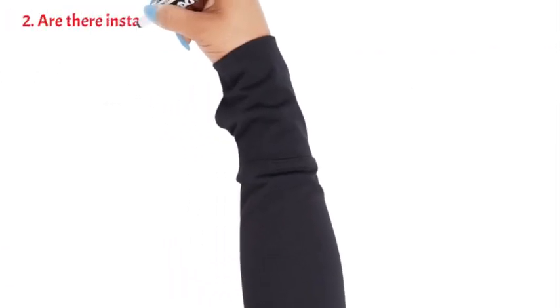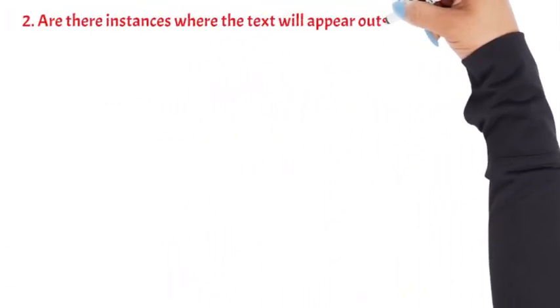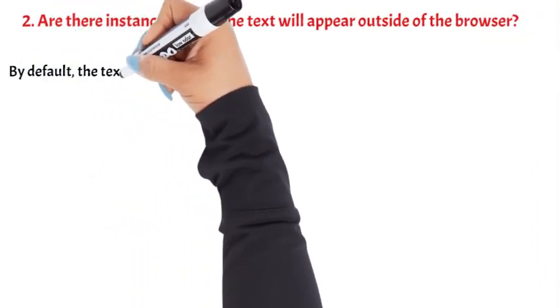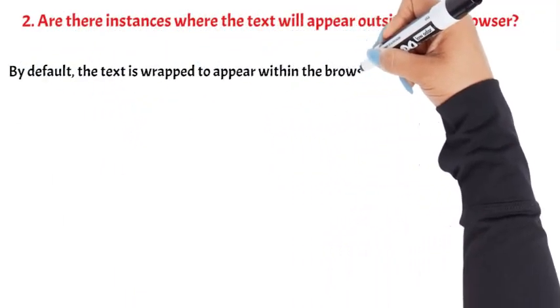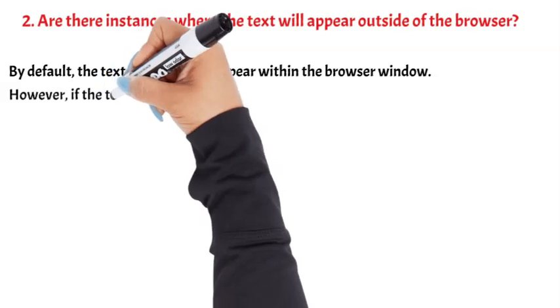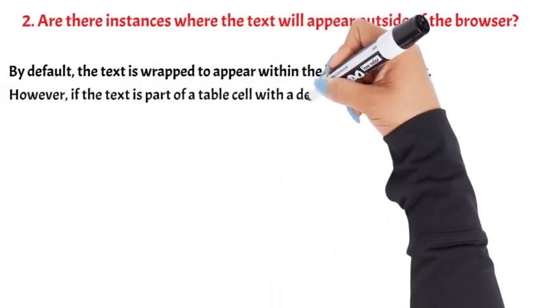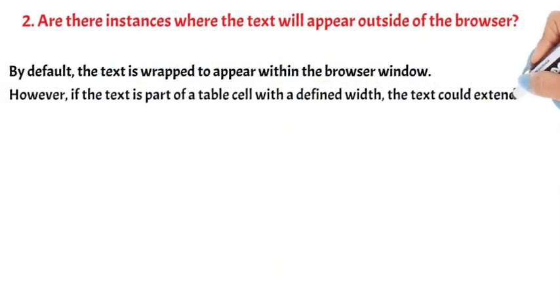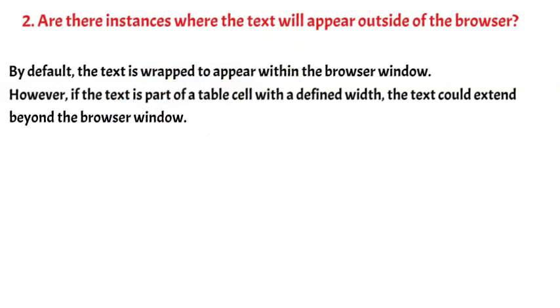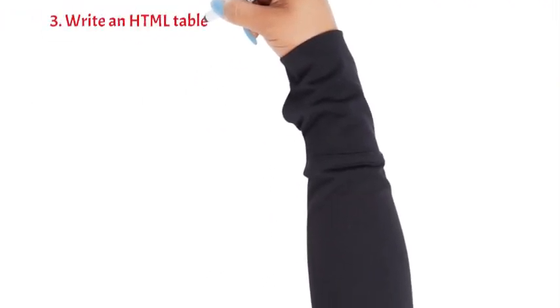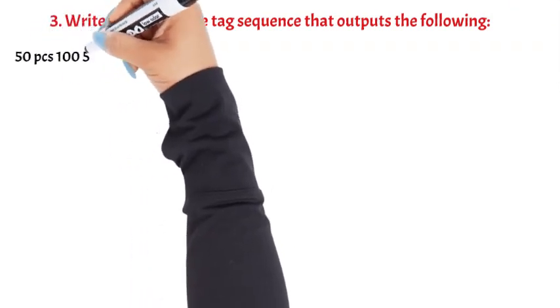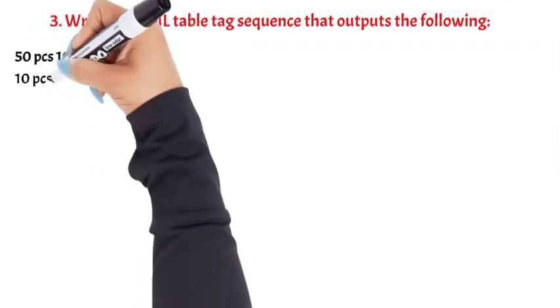2. Are there instances where the text will appear outside of the browser? By default, the text is wrapped to appear within the browser window. However, if the text is part of a table cell with a defined width, the text could extend beyond the browser window. 3. Write an HTML table tag sequence that outputs the following: 50 PCs 100 500, 10 PCs 550.